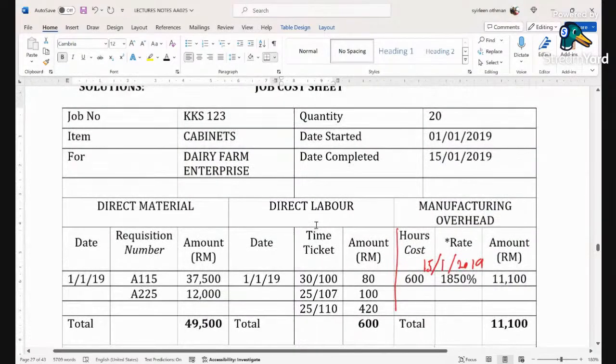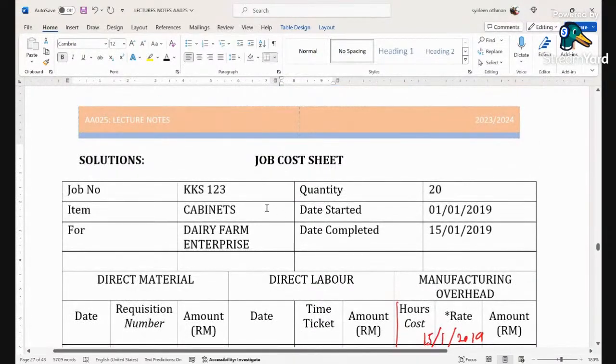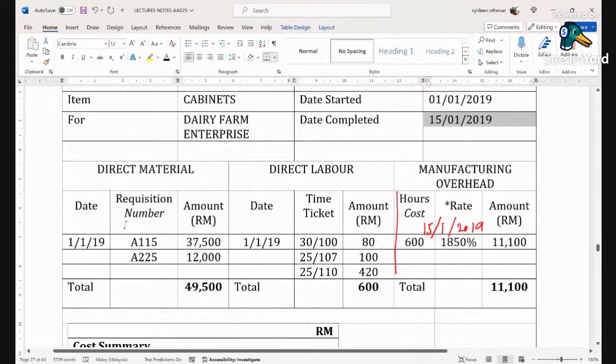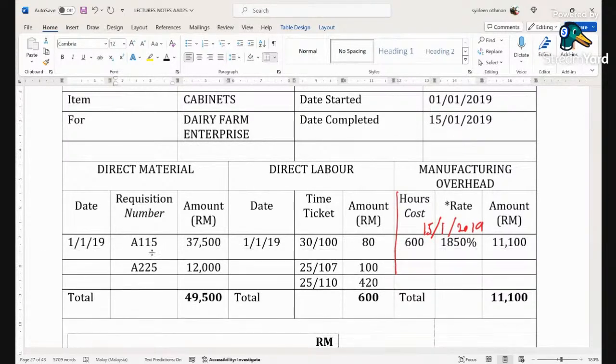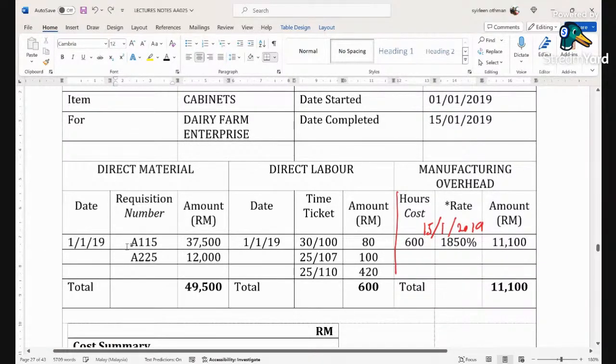Alright, okay, so we go back to the answers from top. Okay, job number KKS 123. The item is cabinet. Okay, so your client is Dairy Farm Enterprise. Okay, quantity di sini ialah 20 units. Okay, the job started on the 1st of January. Okay, completed on the 15th of January. Okay, direct material ada dua item dalam requisition form, A115 and A225. Total is 49,500. Your time ticket ada 3.